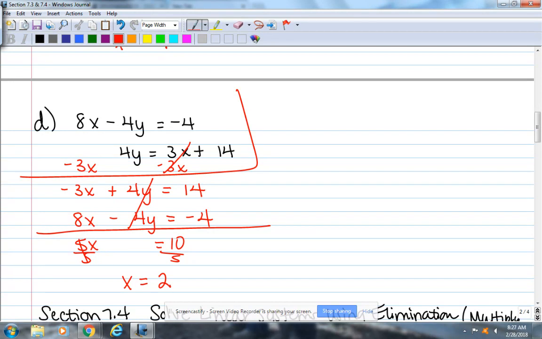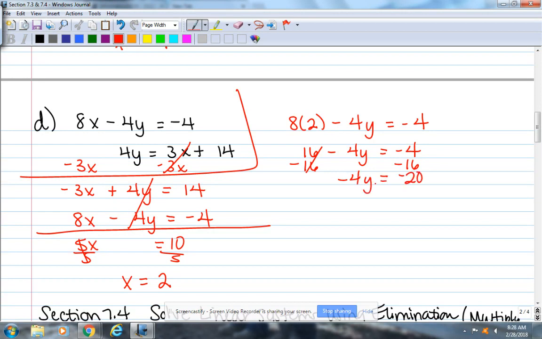And I'm just going to plug that into the very first one. That 8x minus 4y equals negative 4 for x. So 8 times 2 minus 4y equals negative 4. What is 8 times 2? 16 minus 4y equals negative 4. Now what? So negative 4y equals negative 20. Divide by negative 4. And y equals what? 5. So what's my ordered pair? 2, 5.